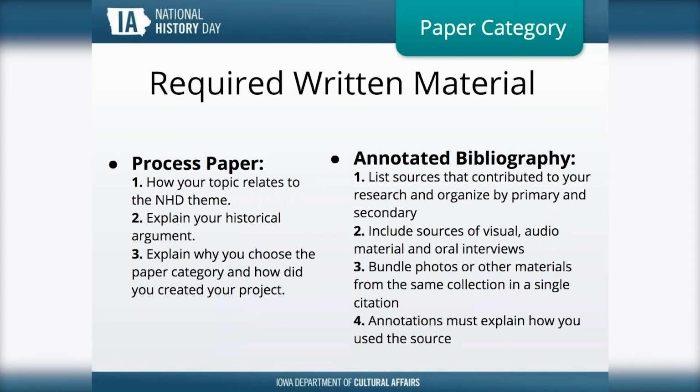For the annotated bibliography, you need to provide a list of sources that contributed to your research and organized by primary and secondary sources. It needs to include a source of visual, audio material, and oral interviews. Bundle photos or other materials from the same collection in a single citation. And annotations must explain how you use the source.